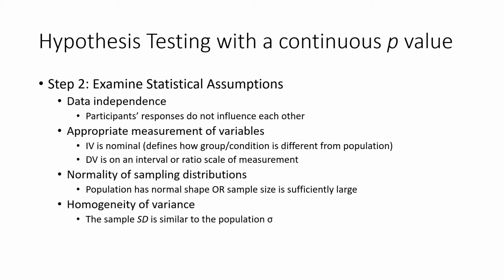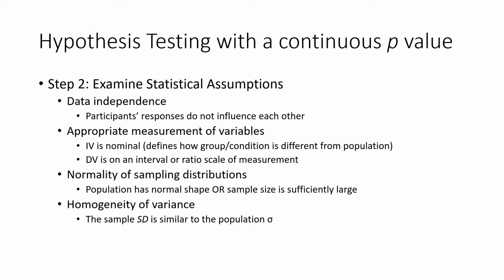The second step is to evaluate or examine the statistical assumptions. The single sample t has 4 statistical assumptions. The first one is data independence. And that simply means that the participants' responses to your question about what their expected salary might be, one person's response is not influenced by another person's response.